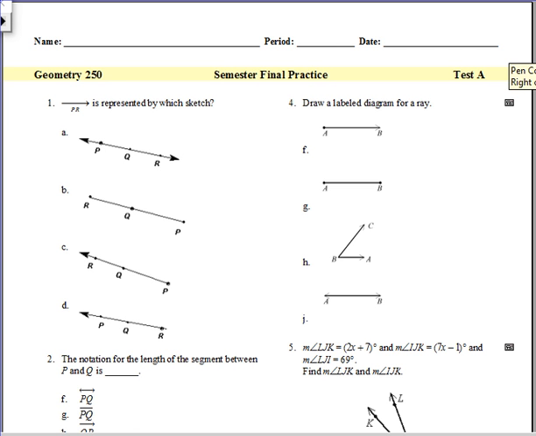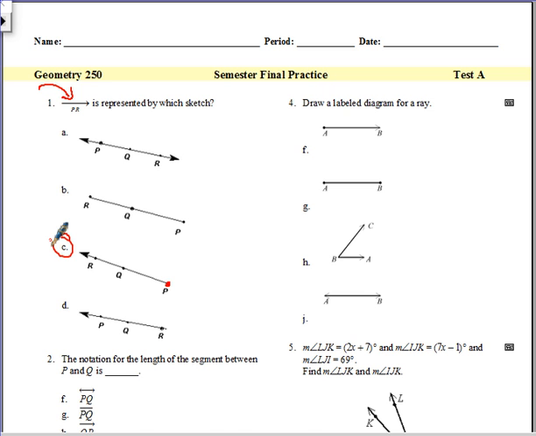Number one. When you look at this symbol, a ray has this indicator where it's only one arrow. So if you look at A, B, C, and D, the only one where ray PR starts at P and the arrow goes through R is going to be C. So number one would be C.